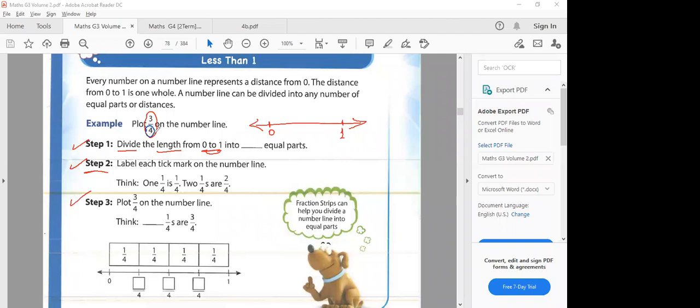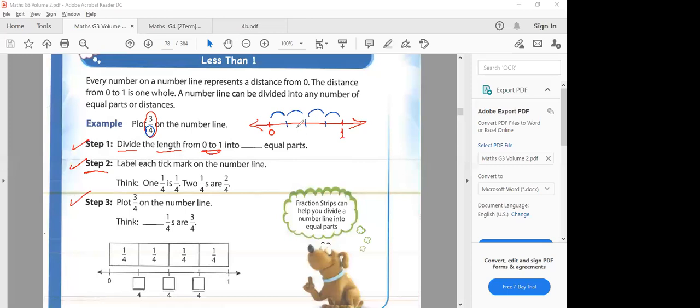So here you need to divide this distance into 4 equal pieces, like a cake. If you are dividing a cake into 4 equal pieces, you just divide it in half, from the middle. Then you cut each half into 2 pieces. So you get 4 equal parts, this part equal to this part equal to this part equal to this part.